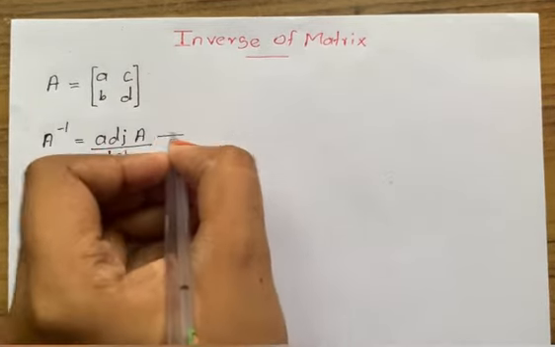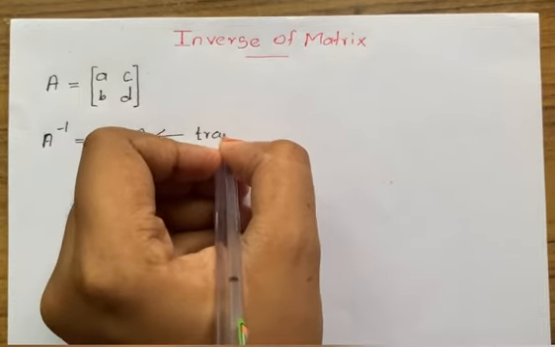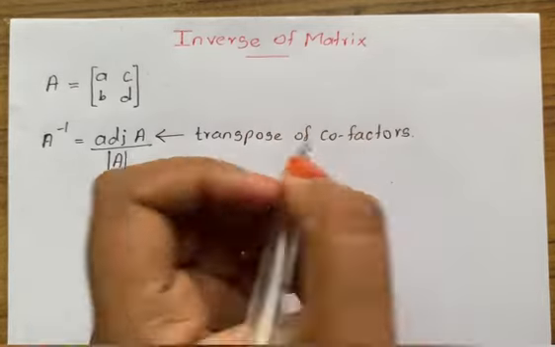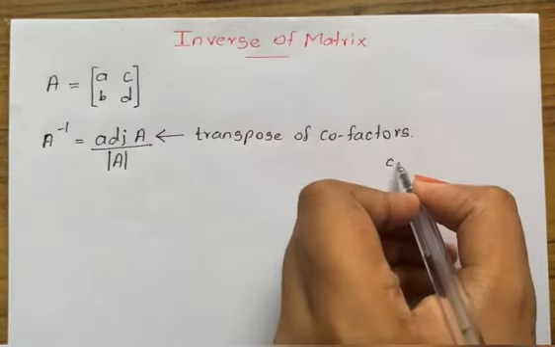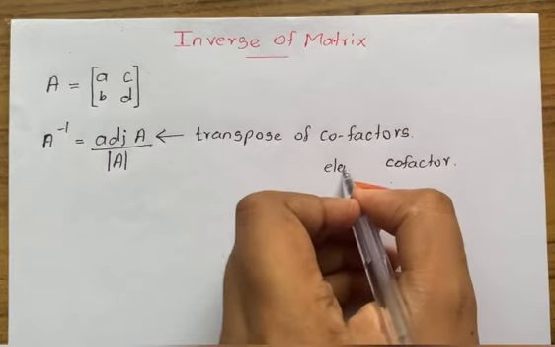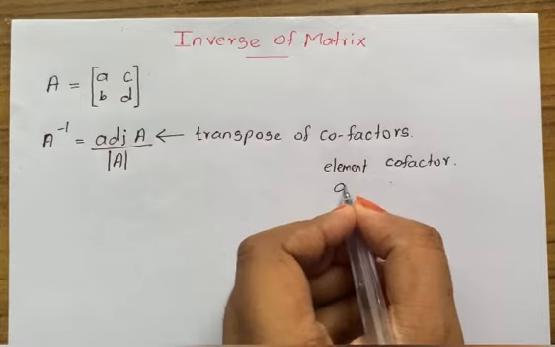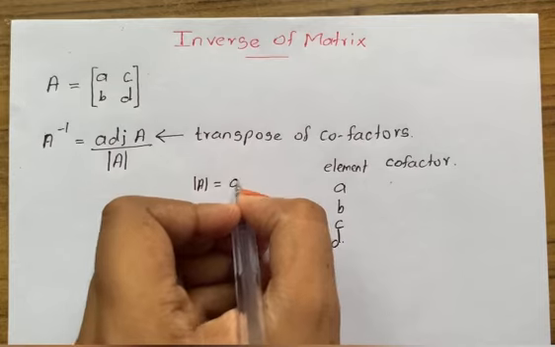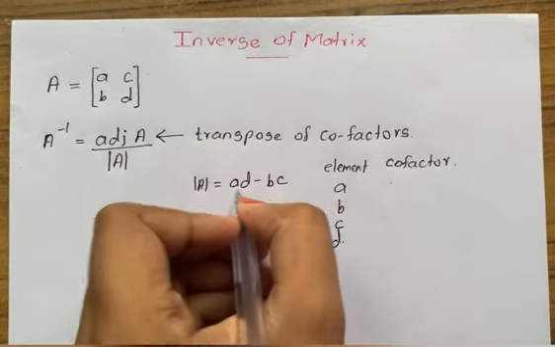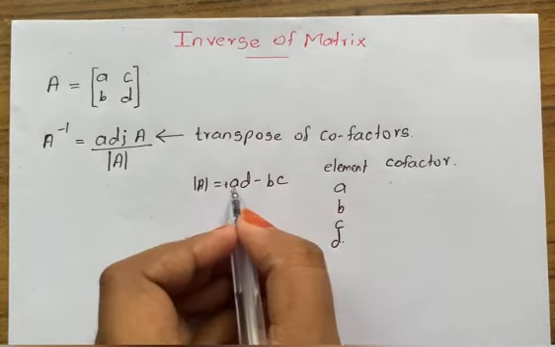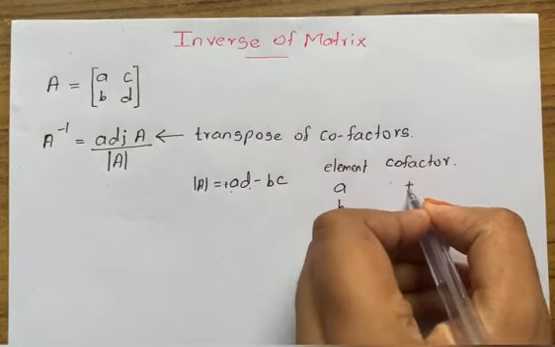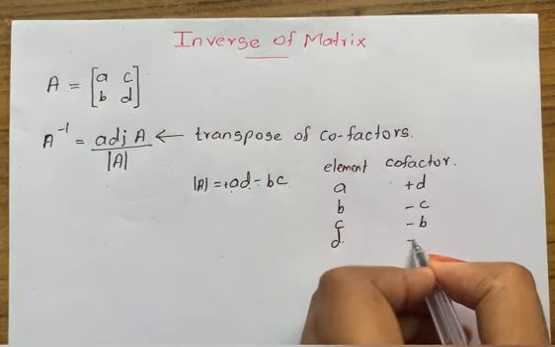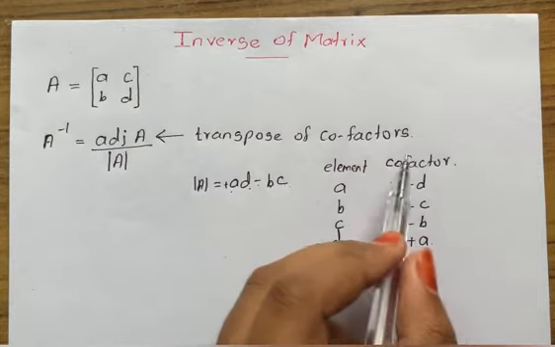So what is adjoint A? It is the transpose of cofactors. Okay, so we will see how to find these cofactors. I'm going to write two columns, element and cofactor. The elements are a, b, c, d. If we find the determinant, what we will do? Yes, ad minus bc. So the cofactor of a is d, and that is plus, and the cofactor of b is minus c. For c it is minus b and for d it is plus a.